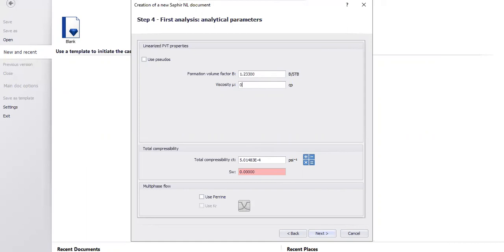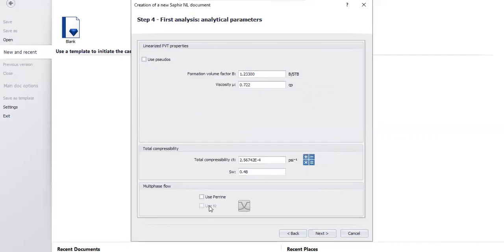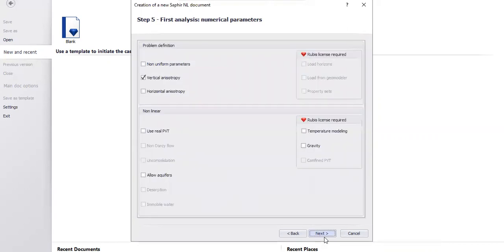with viscosity 0.722. And for the total compressibility, oil saturation it's 0.47, gas saturation it's 0.05, and for the water saturation it's 0.48. Click on OK. Check use Perrine. Okay. You can also use the relative permeability, but a multi-phase extraction is required. We can use Perrine instead. Next.